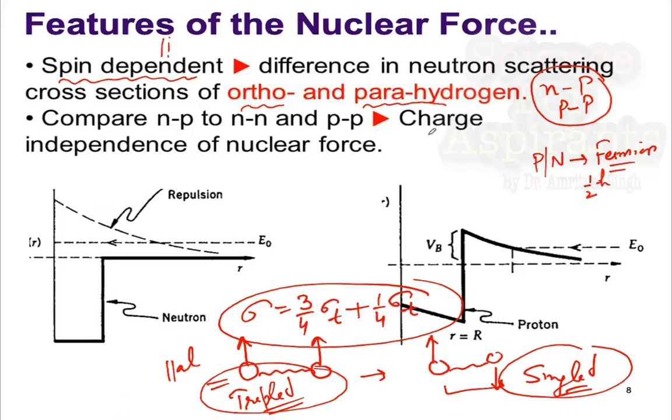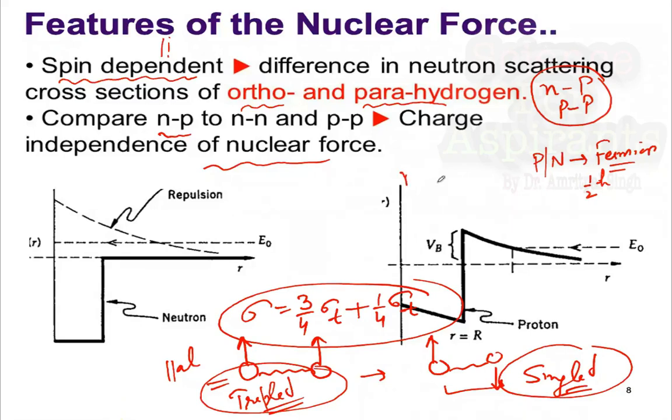Another property of nuclear forces is that they are charge independent. If we talk about any type of nucleon interaction like NP or NN or PP, they are independent of charge. So what does it mean? It means that the interaction between any two nucleons is independent of whether one or both nucleons have any electric charge or not. The charge independence of nuclear forces has been proved experimentally as well.